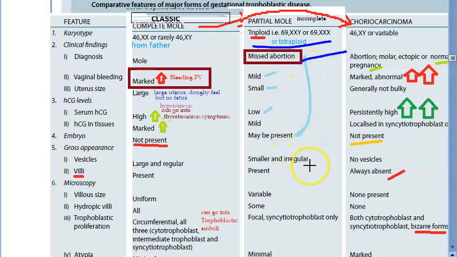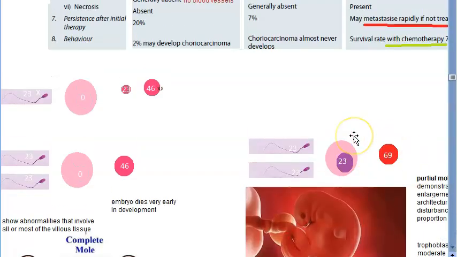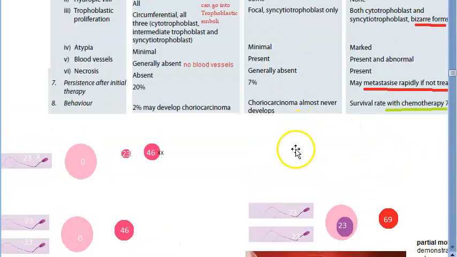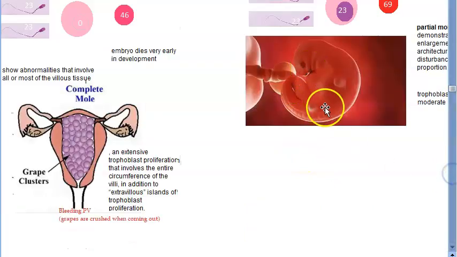Then what will you see here? The embryo may be present. How will the villi be? The villi will be present. The villus change will be focal. Syncytial trophoblast only they are saying is affected. Then mainly you focus here that it usually doesn't change into malignancy or choriocarcinoma.